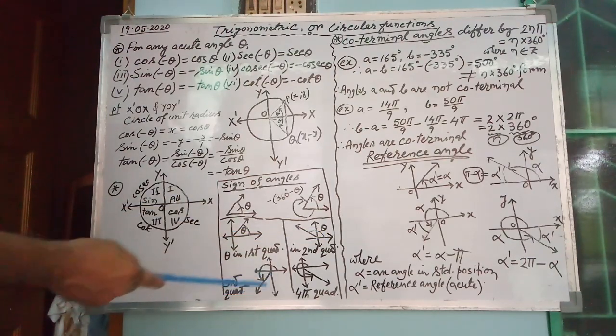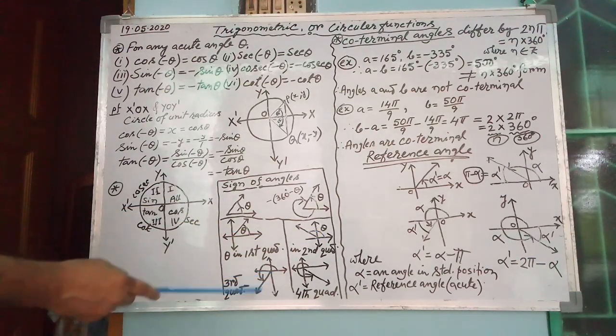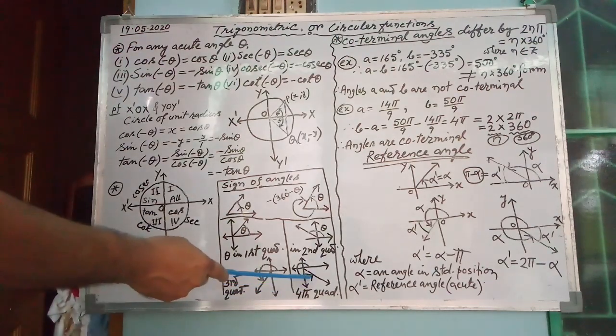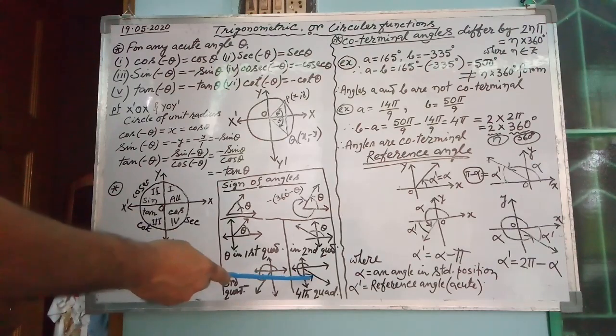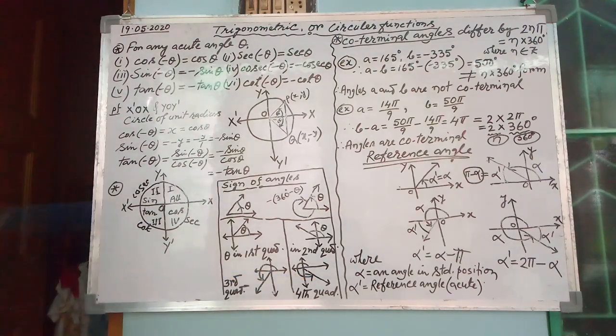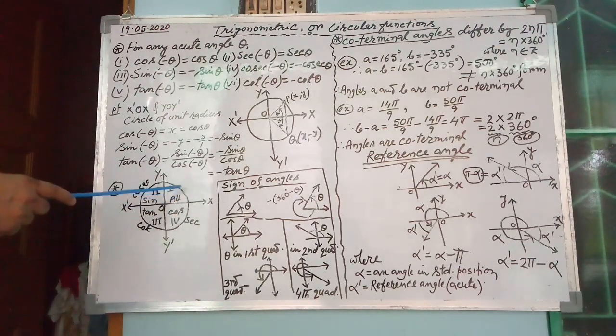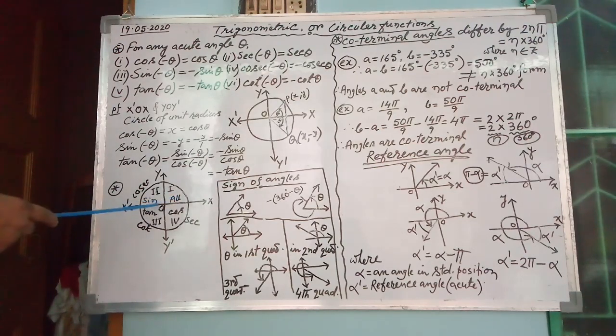When the angle lies in the third quadrant, the angle will be denoted from here to here. When the angle lies in the fourth quadrant, the angle will be denoted from here to here. Okay. Now we have 4 quadrants. Here you have written first, second, third, fourth. And also you have written all, sine, tan, cos.